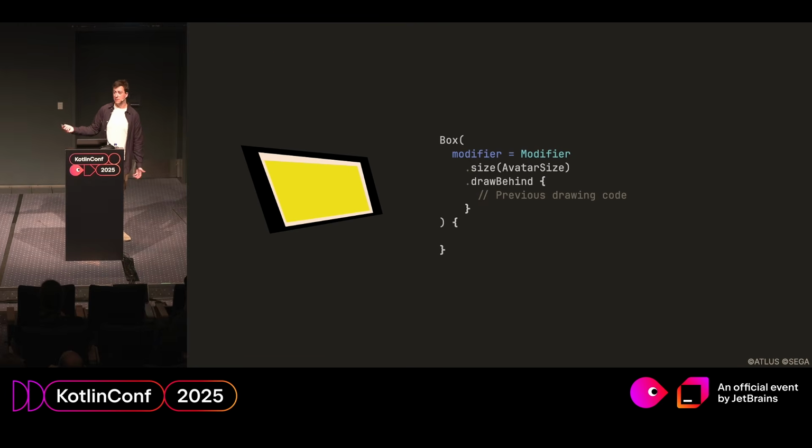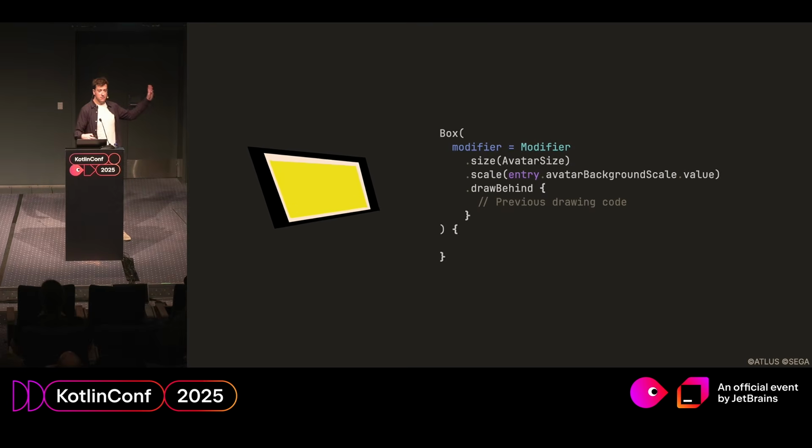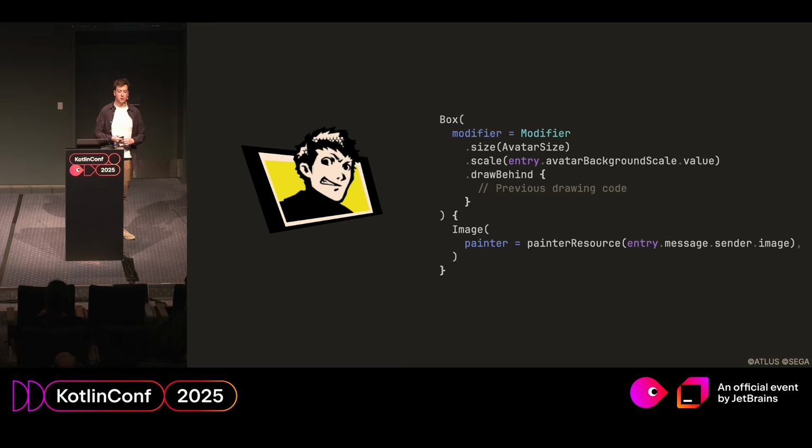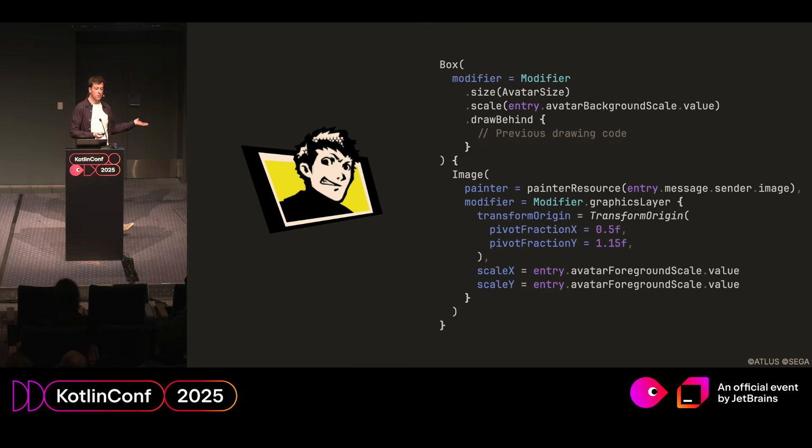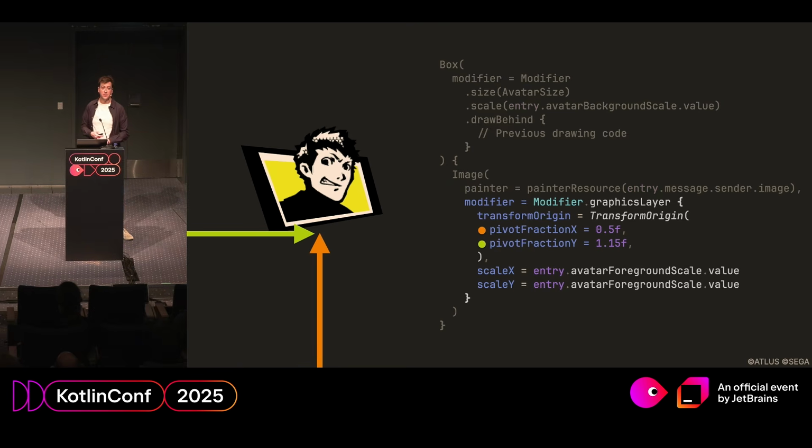Our consuming code then actually gets to be kind of simple. For this background component here, we just say the scale is whatever the animated value is. The foreground, however, is slightly more complicated, and that's because we're not scaling from the center of the image. We're actually scaling up from the bottom here. And in order to get that effect right, we're going to need to use graphics layer. Graphics layer is very useful because it lets you specify a pivot fraction. So we say that the x-coordinate is in the middle, and then the y-coordinate is actually 115% below where this image is. And that lets us get that nice kind of scale up effect.